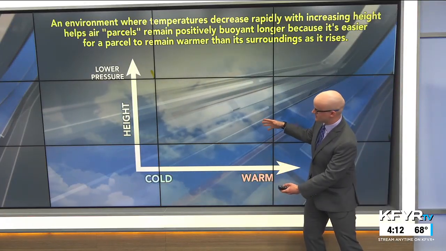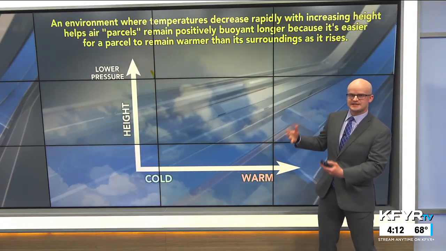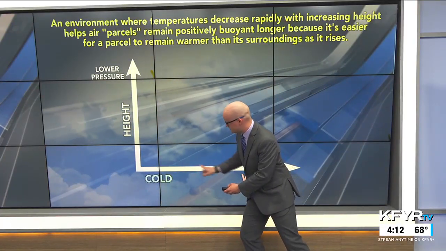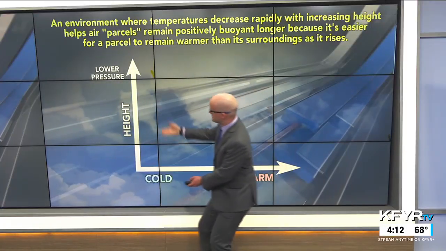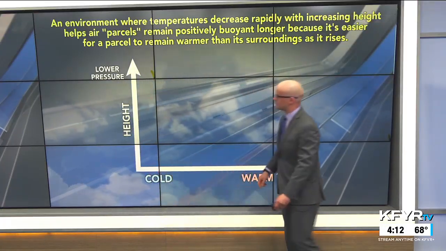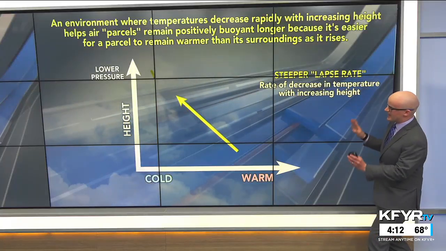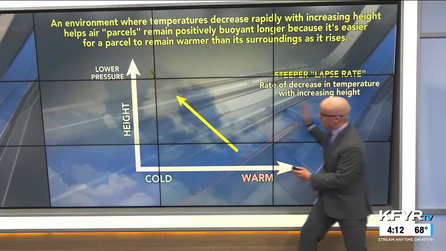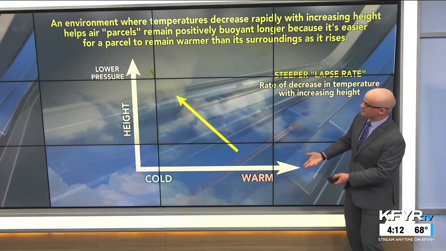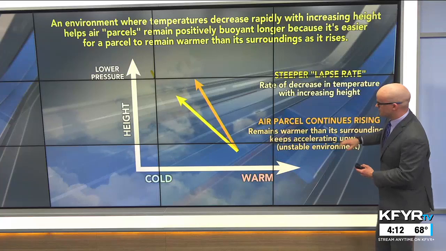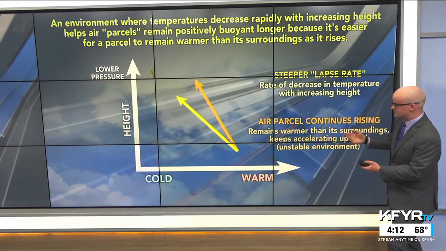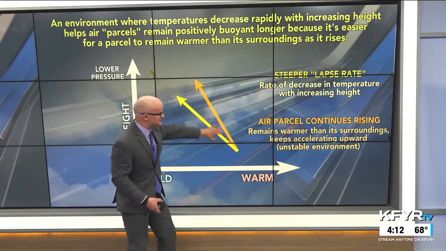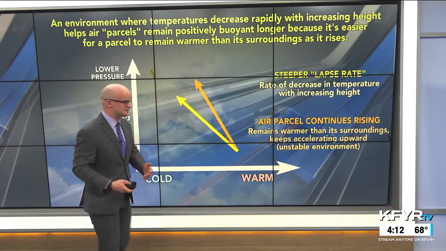So what I'm talking about here, I'm going to plot on what we call a sounding or a skew-T graph, and I've simplified it here. We've got colder temperatures to the left, warmer temperatures to the right, increasing height, and that also means lower pressure higher up in the atmosphere. So we call this a lapse rate, or the rate of decrease in temperatures with increasing height. And the steeper that lapse rate is, the faster our blobs of air are going to rise. Our air parcels are going to continue to rise if they remain warmer than their surrounding environment. They keep accelerating upward, and we call that an unstable environment.